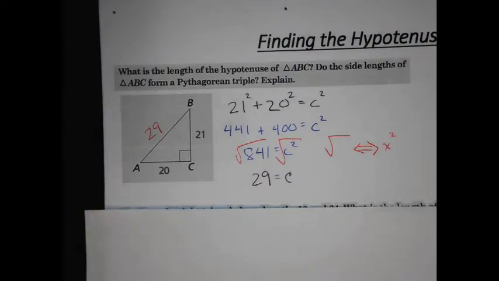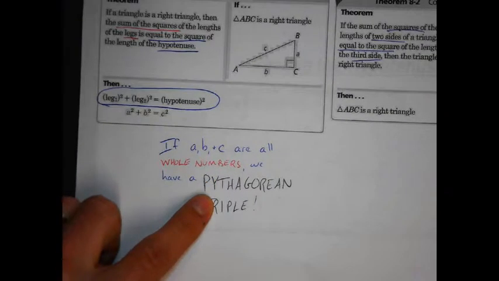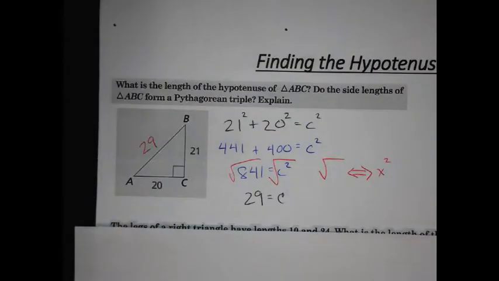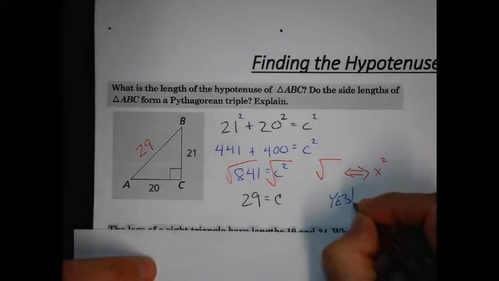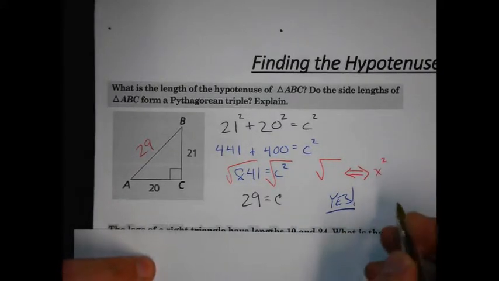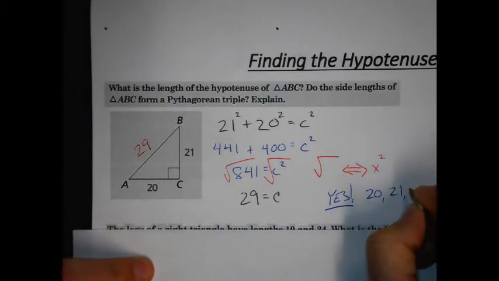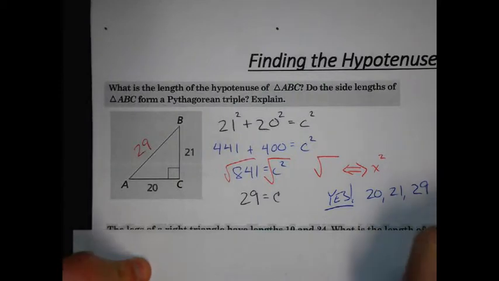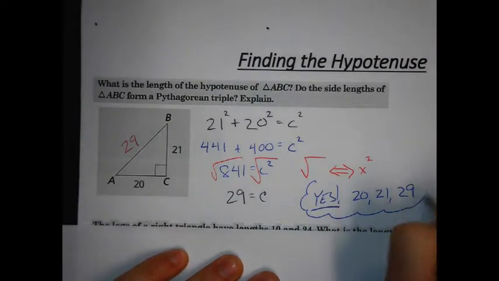It's 29. The question is, do the side lengths of ABC form a Pythagorean triple? Now remember what we had established already. If A, B, and C are all whole numbers, then we have a Pythagorean triple. So the answer is yes, we do. And what I find important for Pythagorean triples is to write them down, because you might start memorizing a few of them. So the old 20, 21, 29 Pythagorean triple.